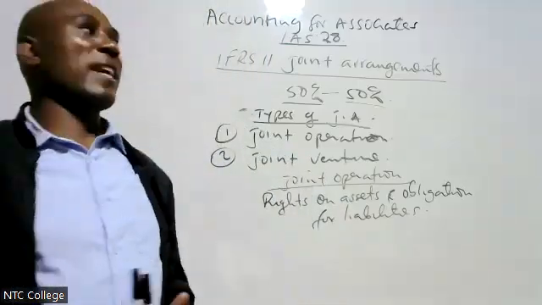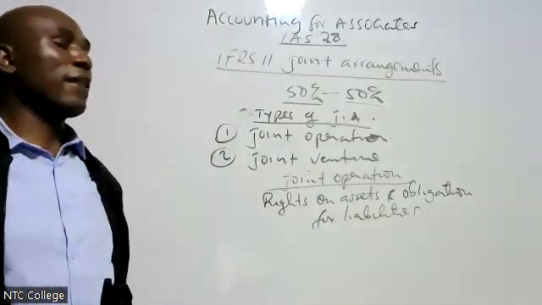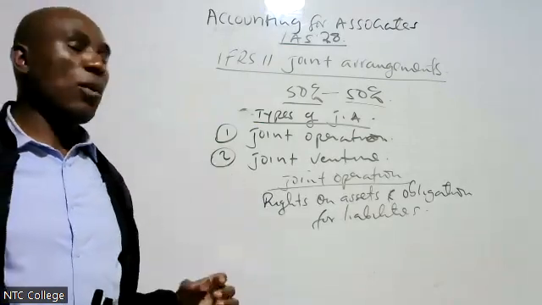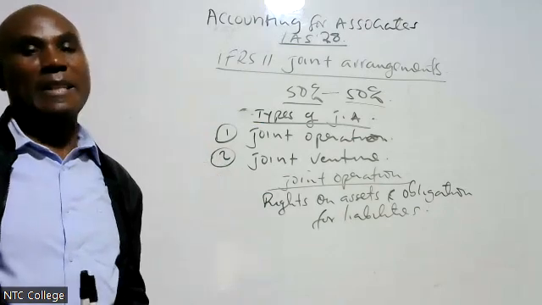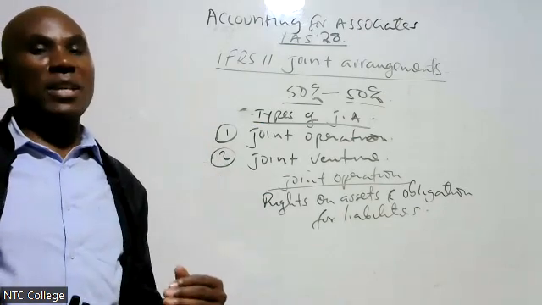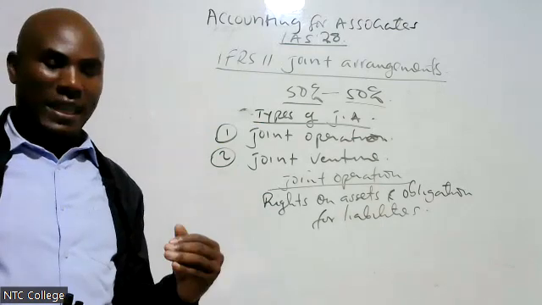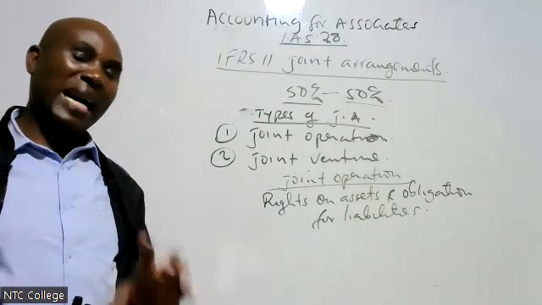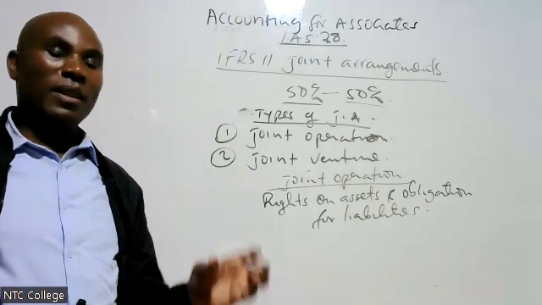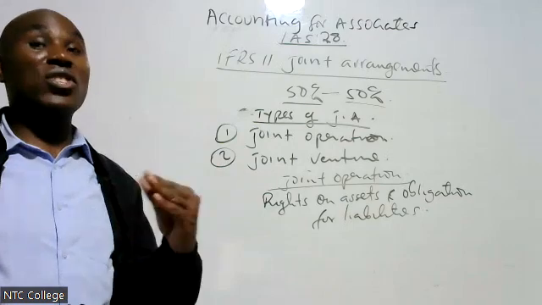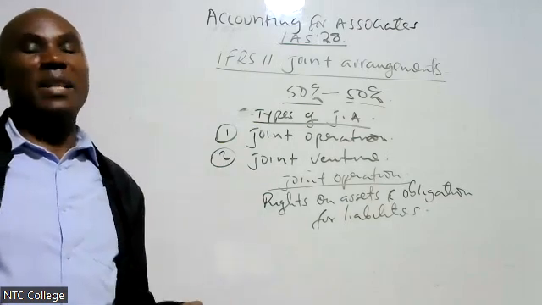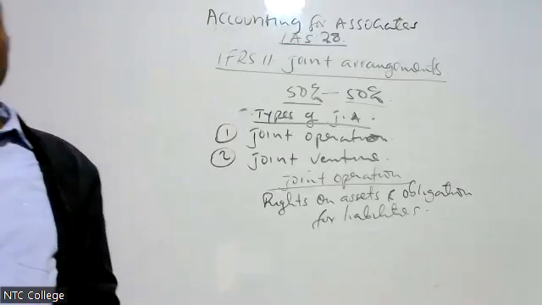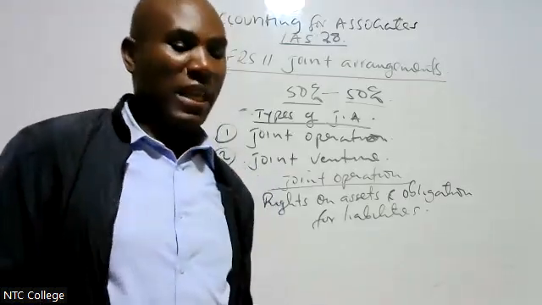Listen to this very carefully. If it is a joint operation, the joint operator will have to consolidate his 50%. To consolidate means we are going to add assets and liabilities. We have to consolidate his share of assets, of liabilities, of anything in that company. You are going to consolidate 50% if it is a joint operation.